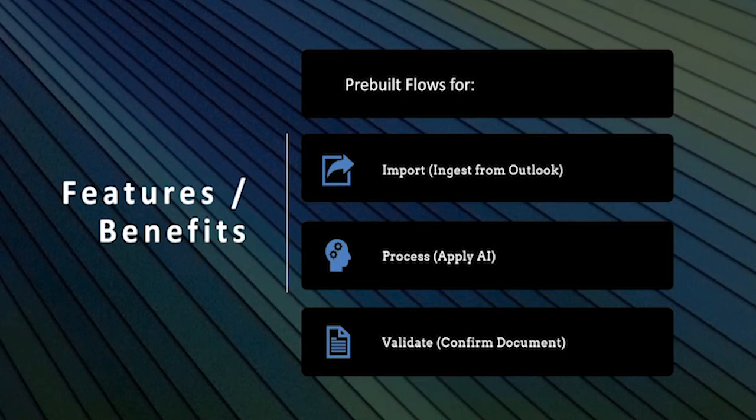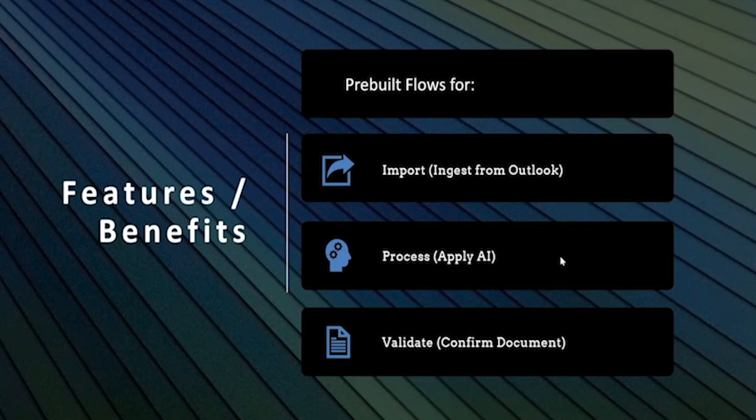But talking about the cloud flows here, there are three cloud flows, one for importing. So you can configure how you would like to import content into your pipeline. The out-of-the-box configuration that you're going to get is that it will be ingested via Outlook. So you can point the trigger of this flow at an Outlook inbox, set some conditions on that trigger, and whenever emails come in with an attachment, they're going to be moved through the pipeline.